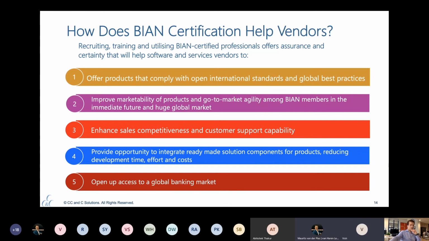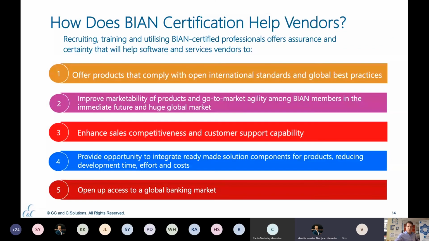So this is a brief introduction. For the people following me today, we have requested some of the practicing BIAN certified architects to talk about their own experience from two perspectives. One is, why does BIAN certification matter to them personally? And secondly, why does BIAN certification matter to the organization they're working for? Yeah. Okay. Thank you, Vish.